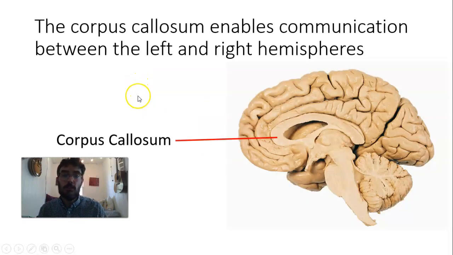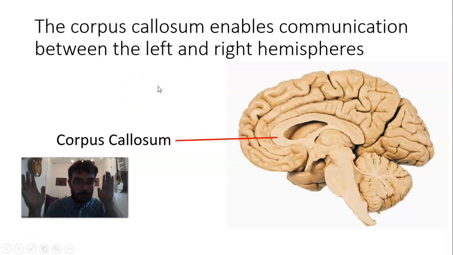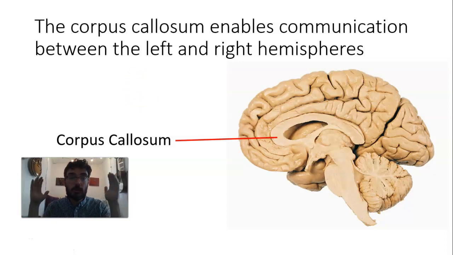Now, in addition to integrating between the lobes, you have a right and left hemisphere of your brain, and those must be integrated. And so you are sending signals constantly back and forth between the right and left hemisphere through this bundle of nerves right in the center called your corpus callosum.